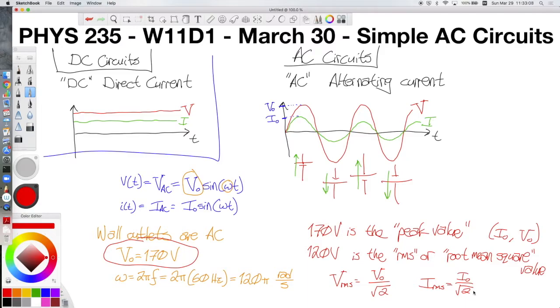So you'll want to make sure you know whether you're talking about the RMS voltage of a circuit or the peak voltage of a circuit. They are very similar but slightly different quantities.